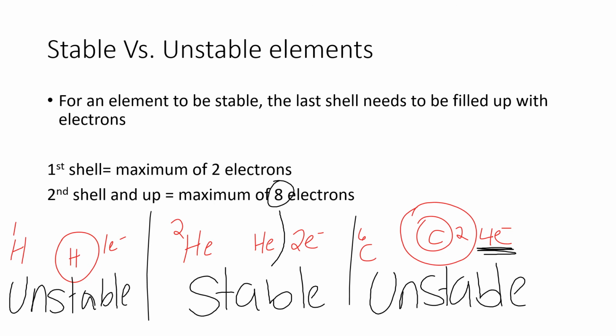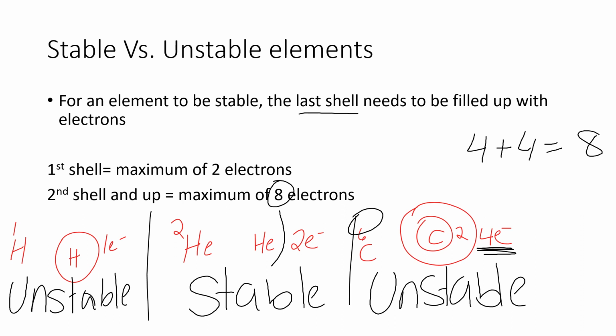How many would carbon need for carbon to be stable? Well, carbon needs 4 more. Why 4 more? Because you're only looking at the last shell. So since carbon has 4 in its last shell, it needs 4 more so that it could become 8. Don't think of the total. Don't think of carbon as carrying 6 total electrons, so it needs just like 2 more to become 8.